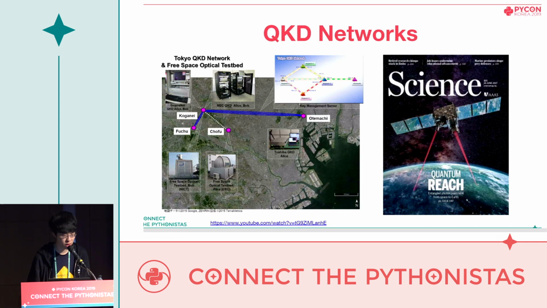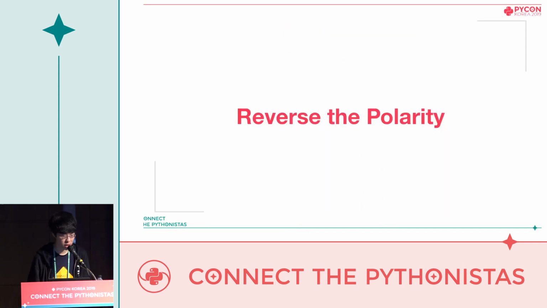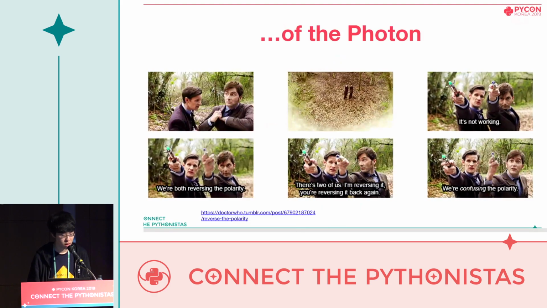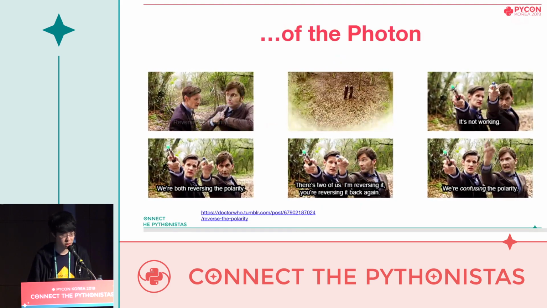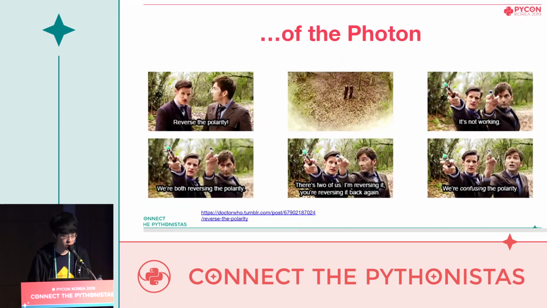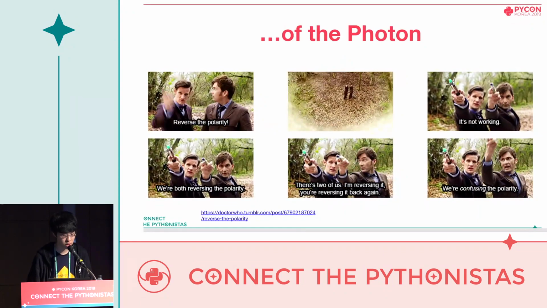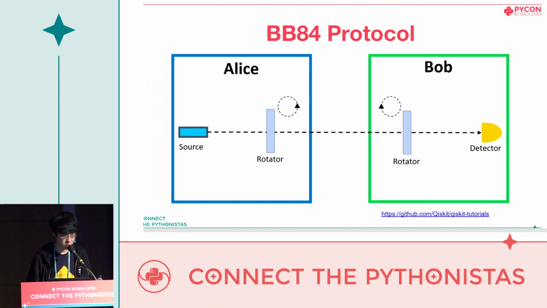Then you might wonder how this thing even works. The answer is to reverse the polarity of the photon. Well, this set of pictures explains it better than me. Just play with the polarity. Anyway, to do this, we are using an algorithm called the BB84 protocol. This was developed by Charles Bennett and Gilles Brassard in 1984. Well, it's actually easy. A rotator just rotates the photon, or you can say quantum. We don't really need to know how.